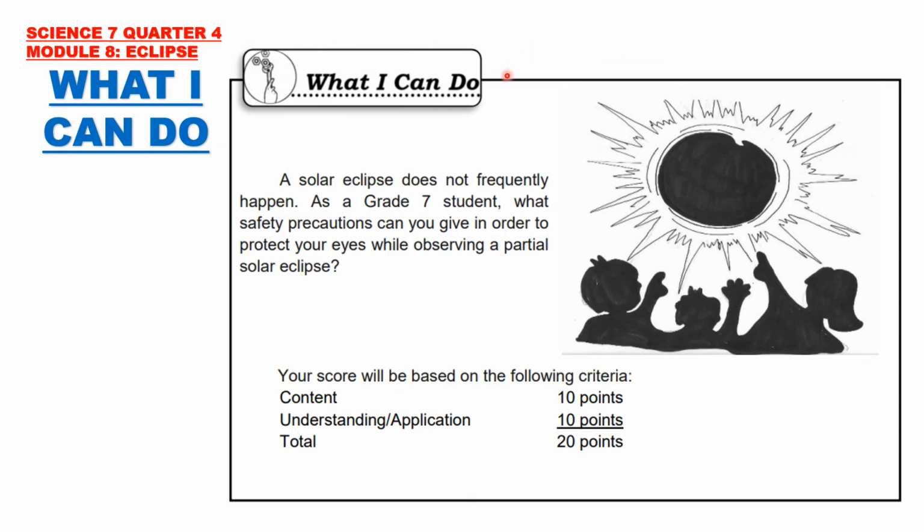What I can do. A solar eclipse does not frequently happen. As a grade 7 student, what safety precautions can you give in order to protect your eyes while observing a partial solar eclipse? Your score will be based on the following criteria: content, 10 points; understanding, application, 10 points, for a total of 20 points.